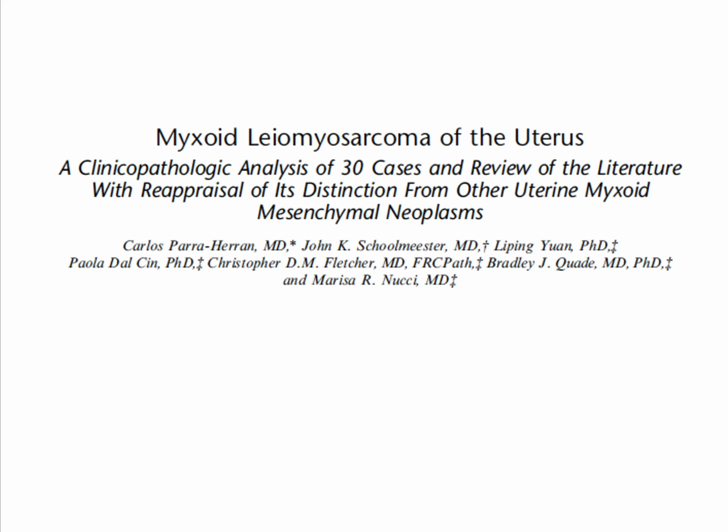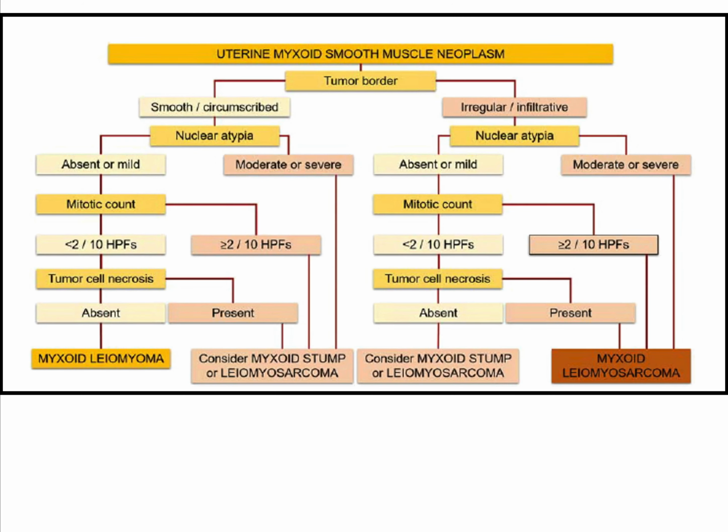So here is an article where the authors, it's a really great paper, took 30 cases of uterine myxoid mesenchymal neoplasms and sort of reevaluated them given what we know now, and went through and described the features. So they came up with this very helpful table, which I think, like I said, as a pathologist, over time this is just sort of how my mind works.